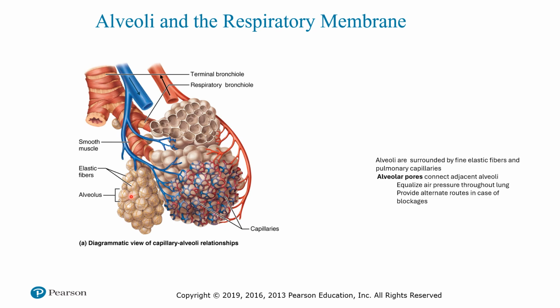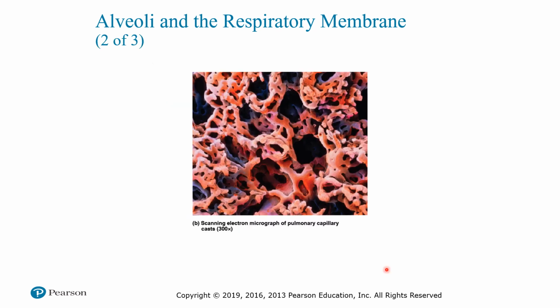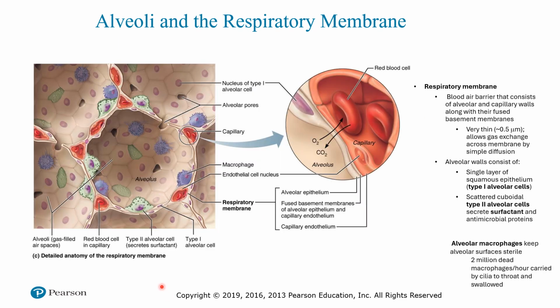And these yellow lines over the alveoli are the elastic fibers. Elastic fibers are present even over here, and they keep the airways patent. They keep them open because there is no cartilage over here. This is an electron micrograph of a pulmonary capillary. You can see how there are capillaries, and just imagine in between there are alveoli, how extensive the capillaries are. Now let's look at the alveoli and the respiratory membrane.